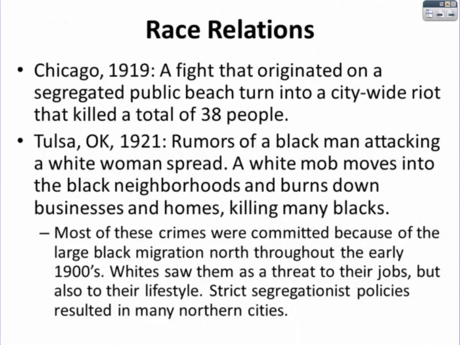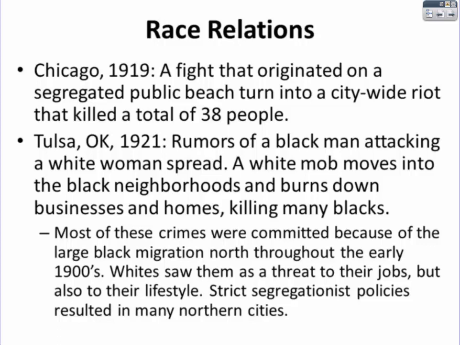Race relations are a problem immediately following World War I. In Chicago in 1919, a fight that had originated on a segregated public beach escalates and turns into a citywide riot that kills a total of 38 people. And only a couple of years later in Tulsa, Oklahoma, rumors are spread that a black man had attacked a white woman. A white mob moves into the black neighborhoods of Tulsa and burns down many businesses and homes, killing many blacks. Most of these crimes are committed because of the large black migration to the north throughout the early 1900s. Whites saw them as a threat to their jobs, but also to their lifestyle.